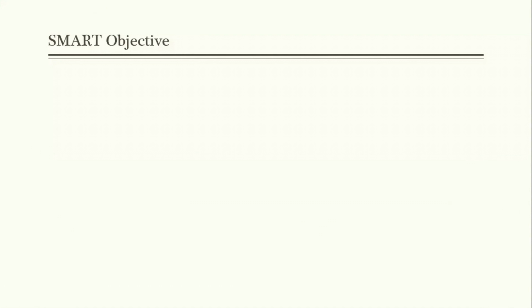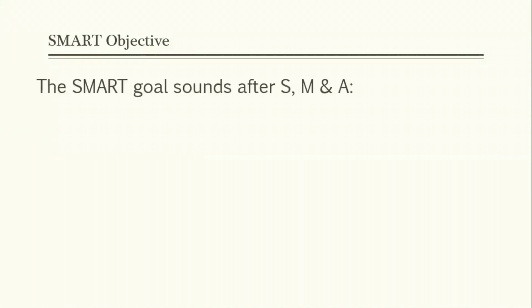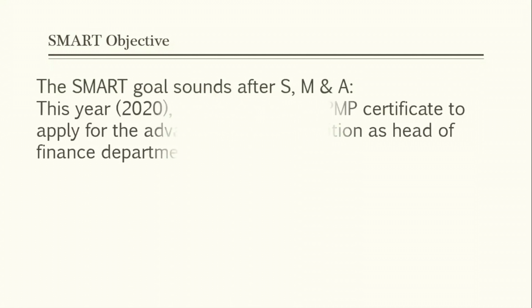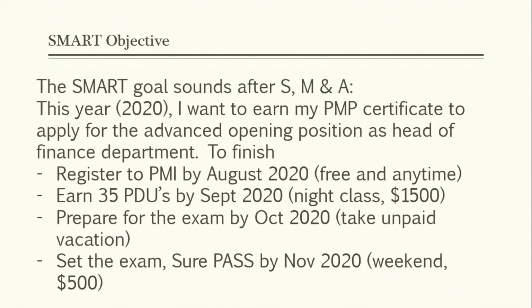So how will the goal look after we assess and amend it? This year, 2020, I want to earn my PMP certificate in order to have an advanced position as head of the finance department, and it will be finished within these milestones that I have planned for myself. By August 2020, it's going to be free and I can do it anytime. The 35 PDUs by September, I can attend only night classes and I can invest $1,500 for that purpose.